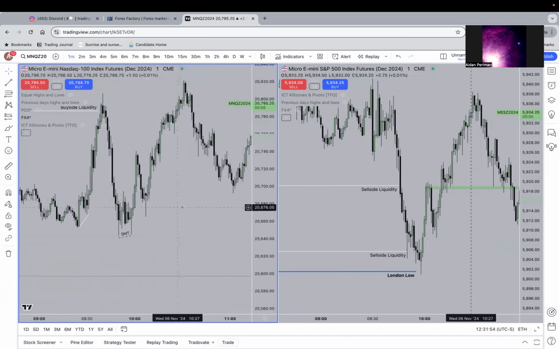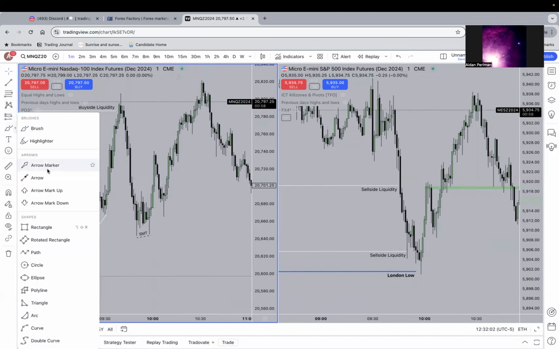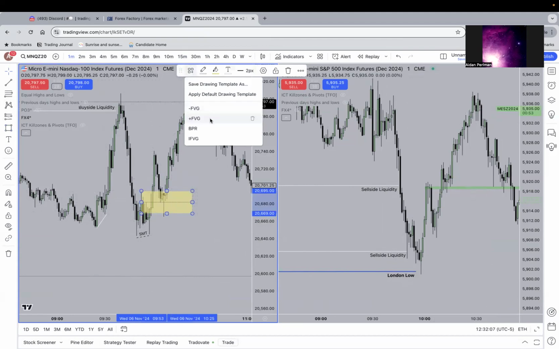But the thing is, we didn't displace through that low, which I didn't like, and also we were coming into this breaker block right here. And I really don't like to fade breaker blocks. If you're looking for shorts and you're finding a bullish breaker block, I don't like to enter on that, because breaker blocks are a pretty strong confluence and they are held most of the time.